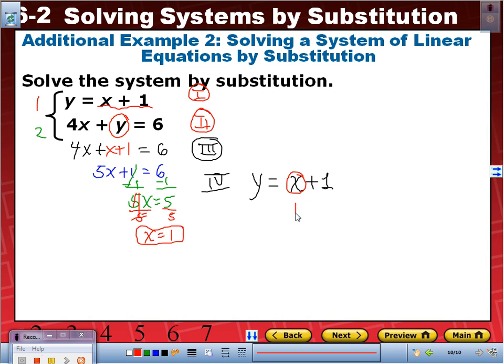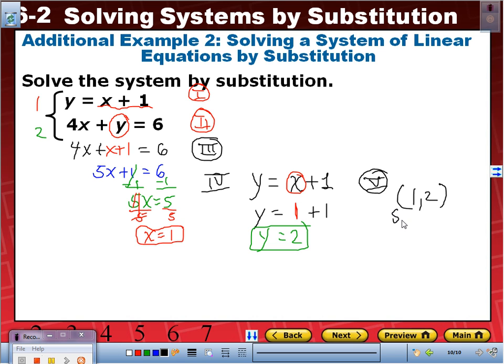Instead of x, I'm going to substitute the value of 1, because that's what we got. So therefore, y equals 1 plus 1. So what is 1 plus 1? y equals 2. All right, so now we did steps 1, 2, 3, 4. Step 5, we write it as a coordinate. What is my coordinate? (1, 2), and that is our solution.